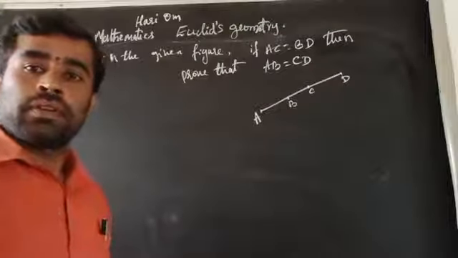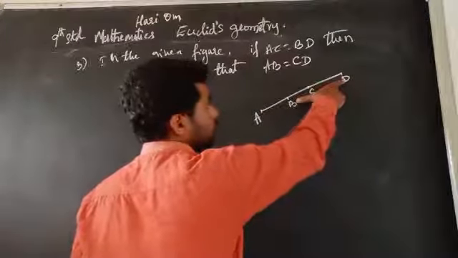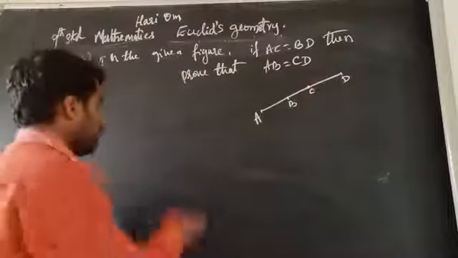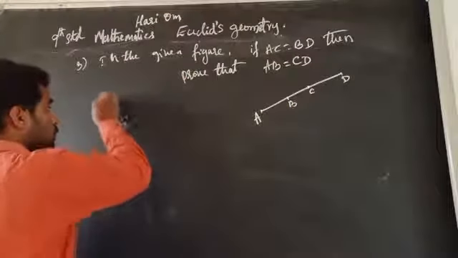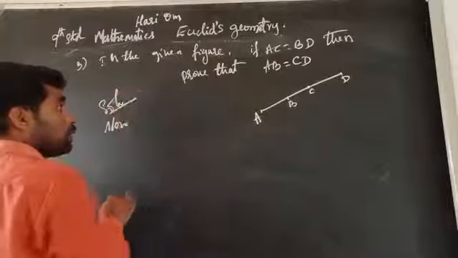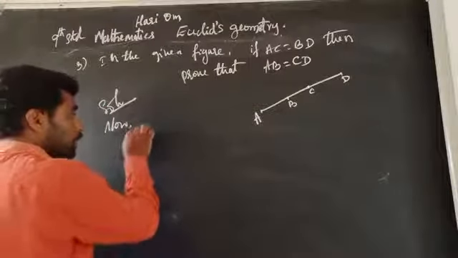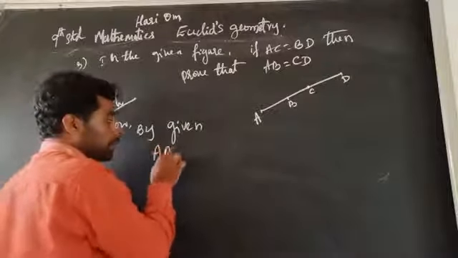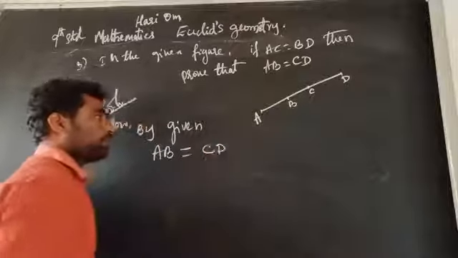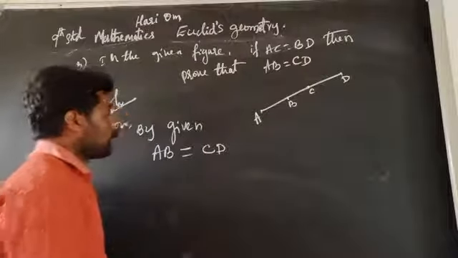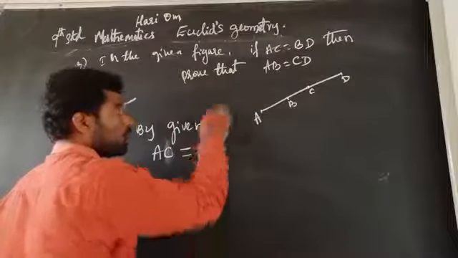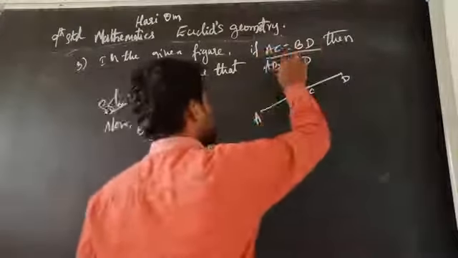Dear students, the given figure, if AC is equal to BD, then prove that AB is equal to CD. See, now I'll take the solution. By given, what is the given? Sorry, AC is equal to BD. This is the given. We need to prove AB is equal to CD.